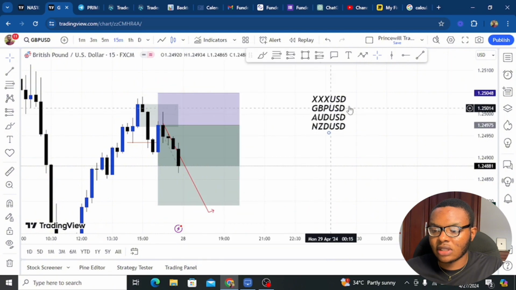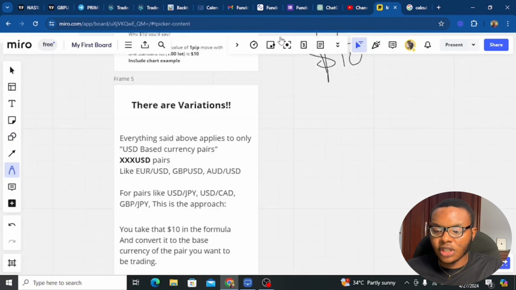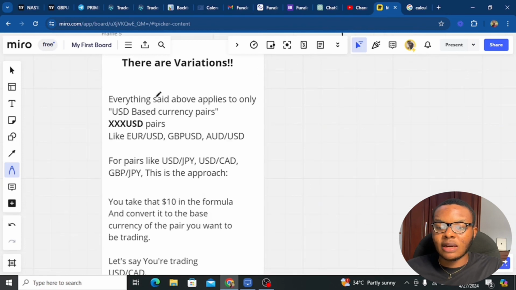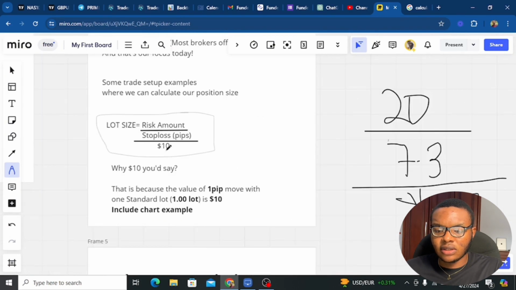So I'm not just guessing, for those of you who think so. Let's read what we have here. Everything said above applies to only USD based currency pairs, XXXUSD pairs, like EURUSD, GBPUSD, AUDUSD. For pairs like USDJPY, USDCAD, GBPJPY, this is the approach.